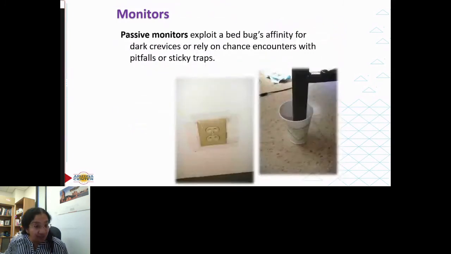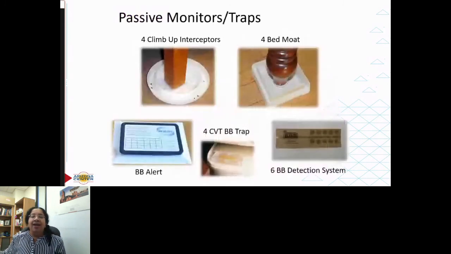And there are passive monitors, and these exploit the bed bug's affinity for dark crevices. They don't physically attract bed bugs, but just exploit that particular behavior. Here are some different kinds of passive monitors or traps. The top two, the climb-up interceptors, in those cases use the sleeping human.